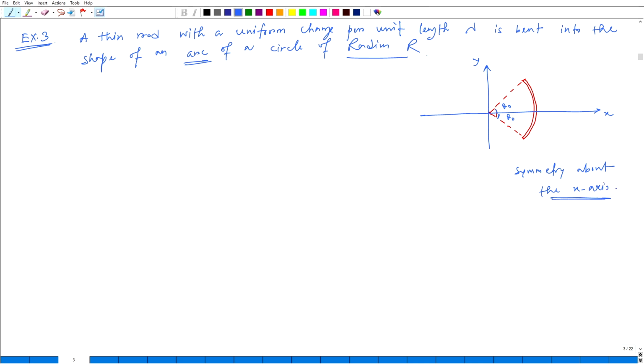Whenever you are solving some problems, you first consider what kind of symmetries are there, because they simplify the problems to solve. Now we calculate the electric field at this point. Let us denote this point P, or the origin O.